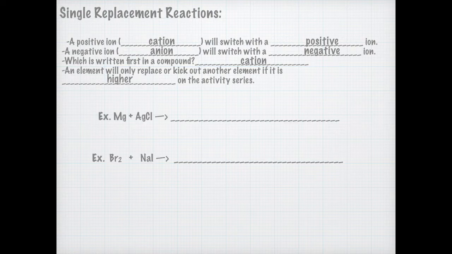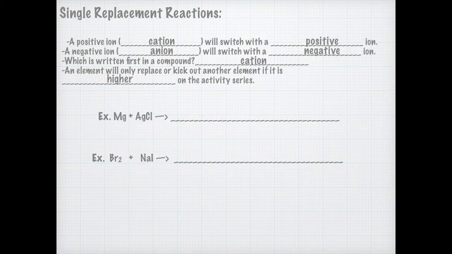All right, so let's look at some examples. I've got magnesium, and magnesium is going to try and kick out either silver or chloride. And so we've got to figure out which one it's going to try and kick out. Well, magnesium, when it's an ion, is positively charged, which means that magnesium is going to try and kick out silver because silver is also positively charged. So magnesium goes in, and if we look at the activity series, which is in your workbook, we'll look at it more in class. Magnesium is higher on the activity series than silver is.